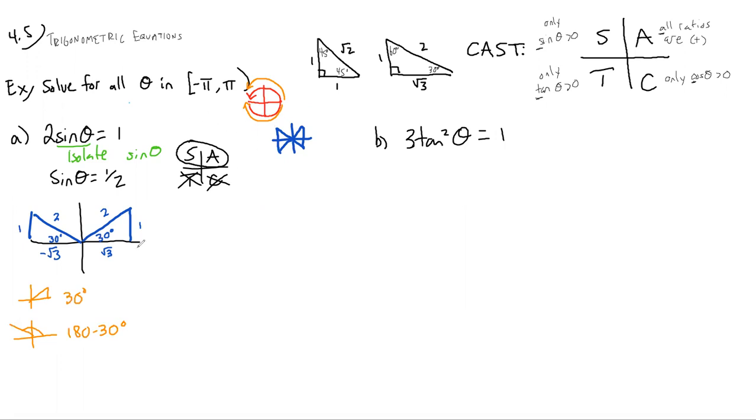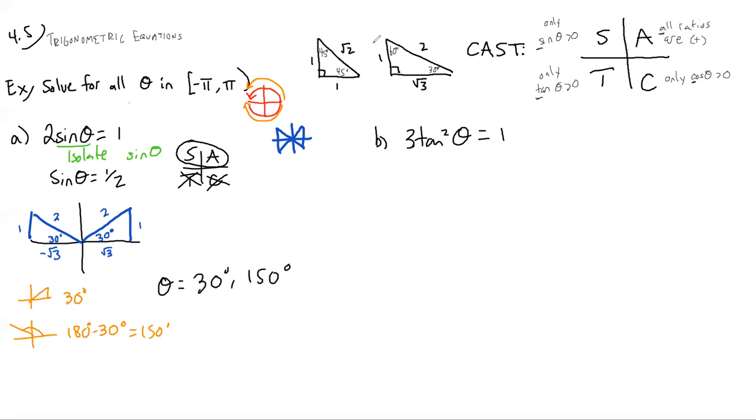It actually didn't matter whether or not we went into the positives or negatives, because they're both in between negative 180 and 180. And so those are going to be our two answers. Theta is 30 degrees and 150 degrees.